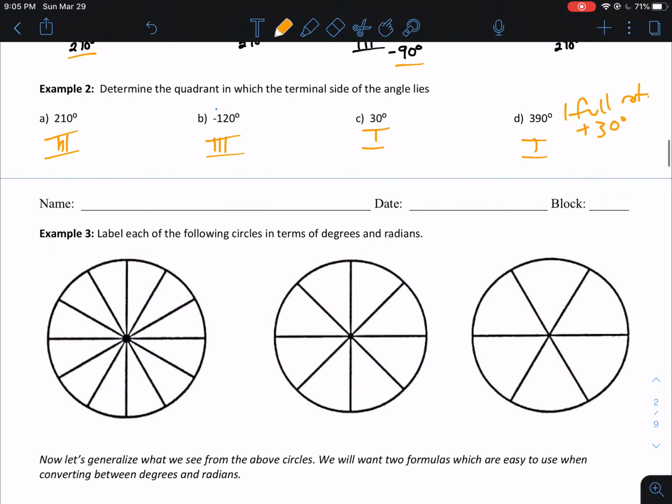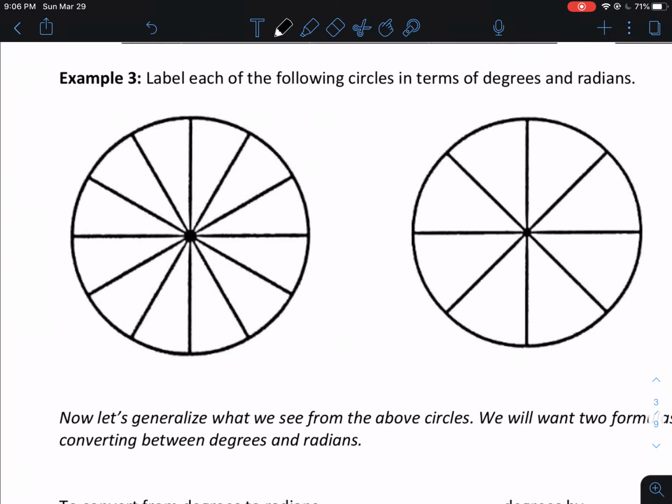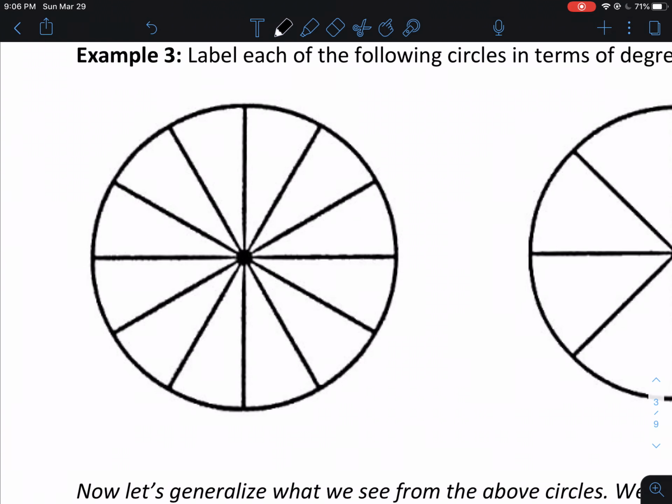Okay. Moving on to example 3. So in example 3, it asks us to label each of the following circles in terms of both degrees and radians. This is going to take some time, so feel free to pause the video as we work through this. Let's start with our first circle here. And let's think degrees first, since degrees are maybe a little easier to work with.